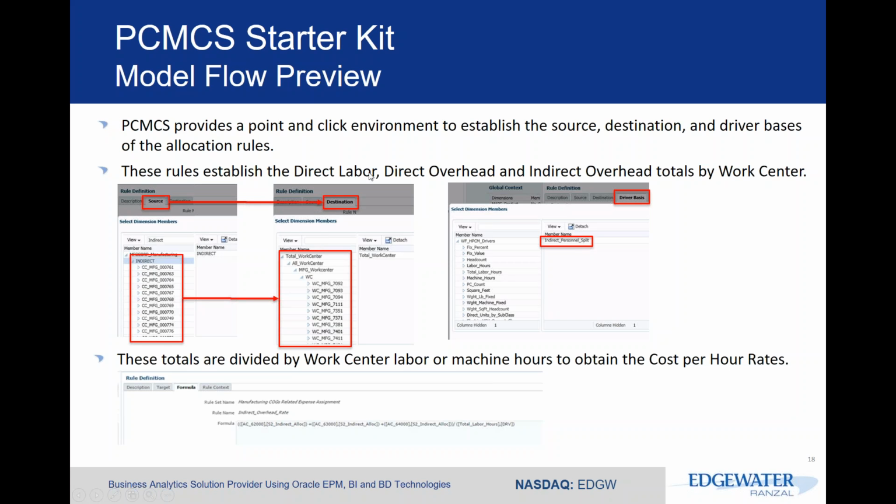So we have our source, indirect, our destination, our work centers, and then we have the driver basis, and we've chosen something here called indirect personnel split. This could be one of many. You can see a list here of all the different kinds of drivers potentially that are made available. And then once we have these costs allocated by work center, we can use a formula process to take the total and divide by the applicable hours to get the rate, the cost per hour rate.